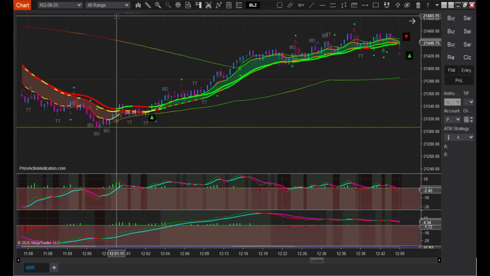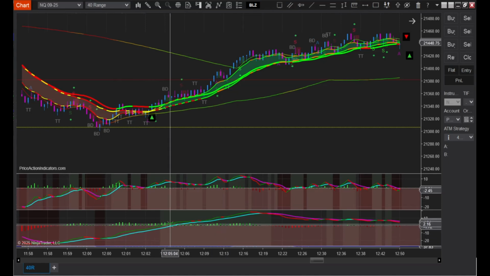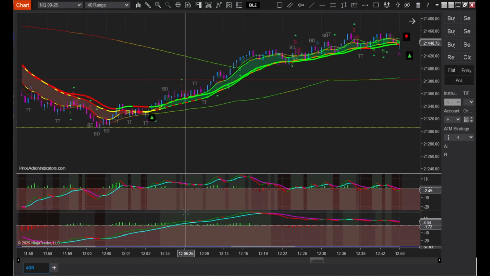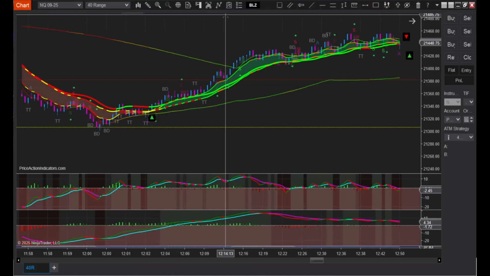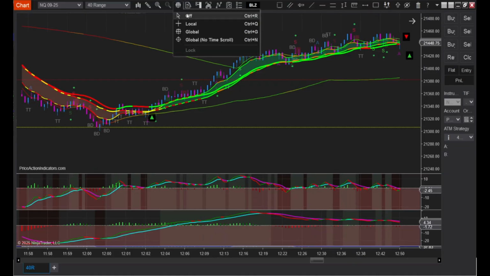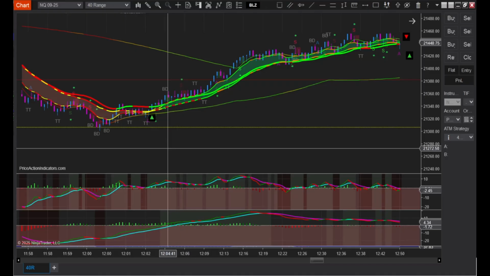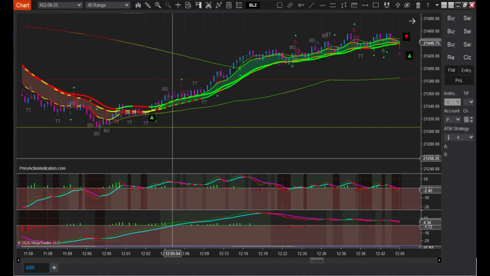We're on the 40 range chart. We have our standard MACD on the bottom here. We have a fast MACD above. So the whole setup is exactly the way it has been, and we utilize these in the same manner.